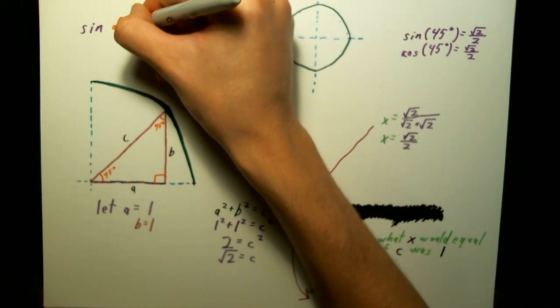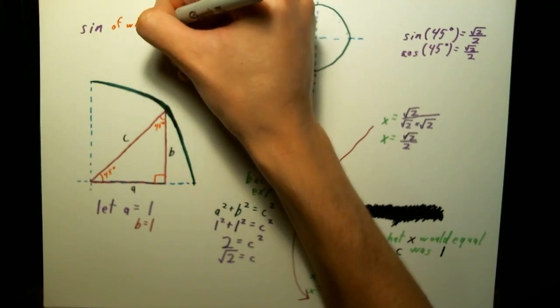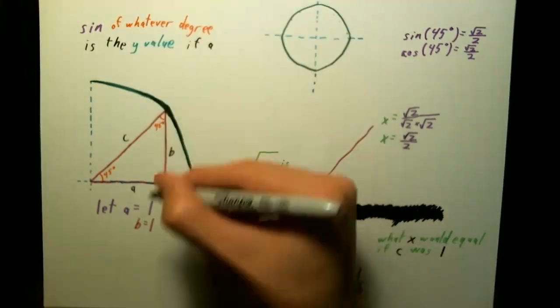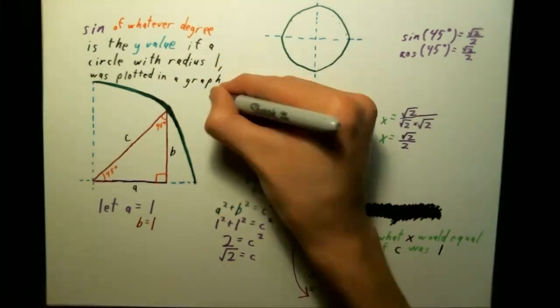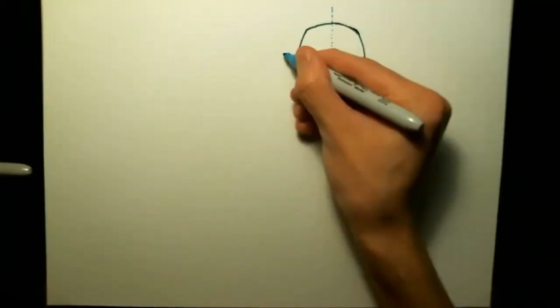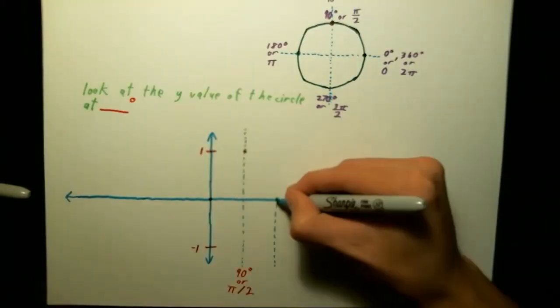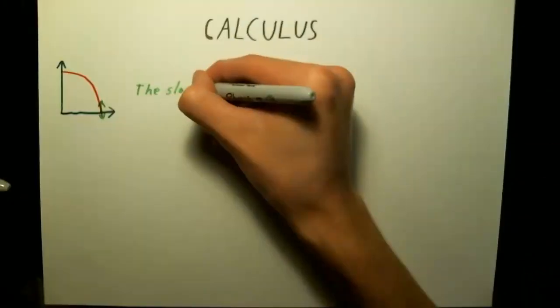A is the x value of the intersection between c and the circle. Sine of whatever degree is the y value if a circle with radius 1 was plotted in a graph. Cosine is the x value. Watch the y value of the circle at blank degrees.